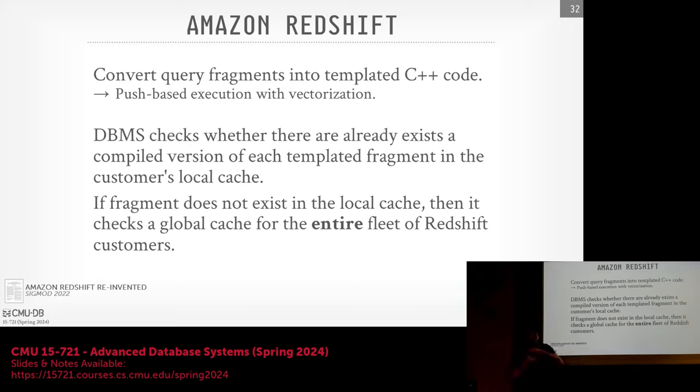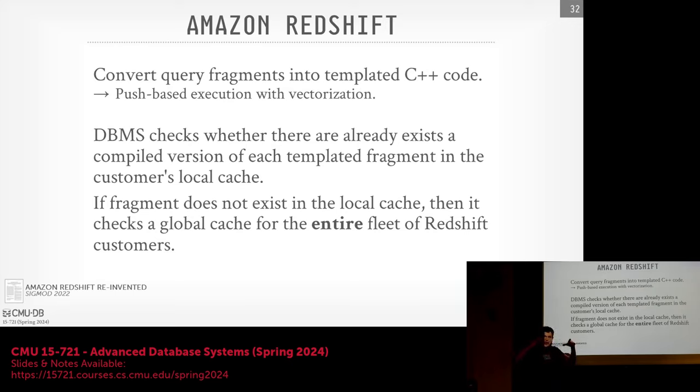Not only are they going to cache for whatever your database is for all your queries, they're going to maintain this giant global cache for any query that anyone's ever run on any database running on Redshift. This is amazing because it's a completely different way to think about query optimization or code generation. In the case of HyPer and Postgres and all the other systems, they're starting cold every single time. You turn the system on, you start putting data in it, and you start running queries. It has to warm up its own local cache to figure out how to code gen that and compile it and so forth.